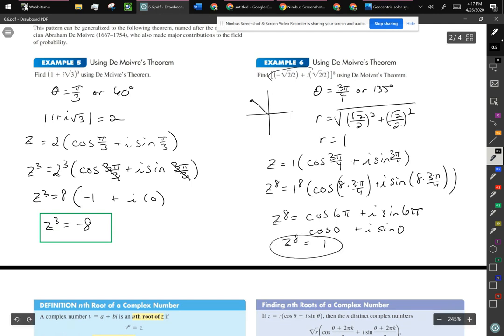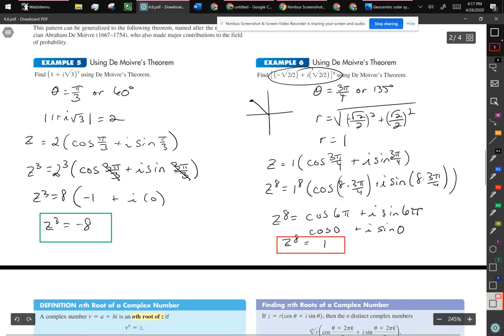So if I take this and raise it to the 8th power, it would just be equal to 1. And actually, let's make that look a little nicer.